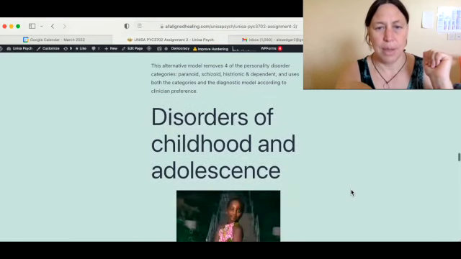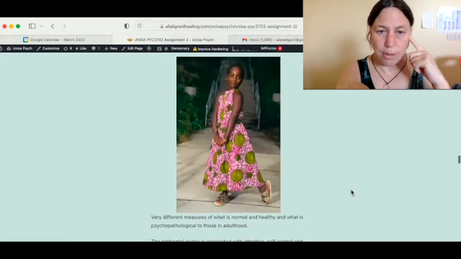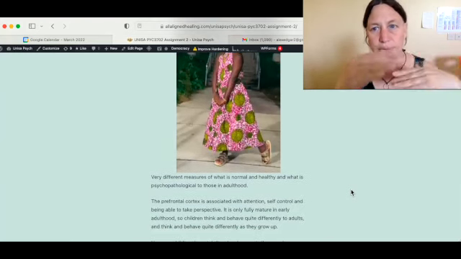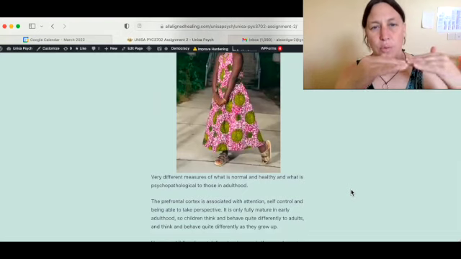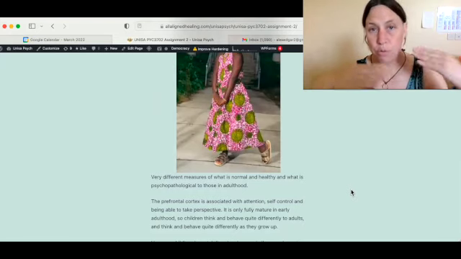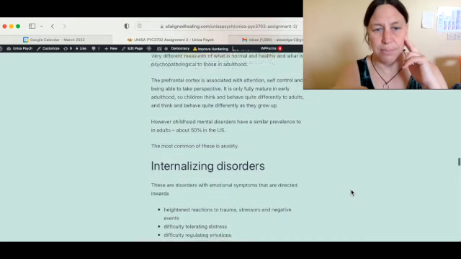Okay, right, let's look at childhood. What is normal for adults and what's normal for children are quite different, but there's about a 50% prevalence of mental disorders amongst children, and sometimes there's quite a severe risk of long-term developmental problems or suicide and so on. So it's important that they be diagnosed and treated.